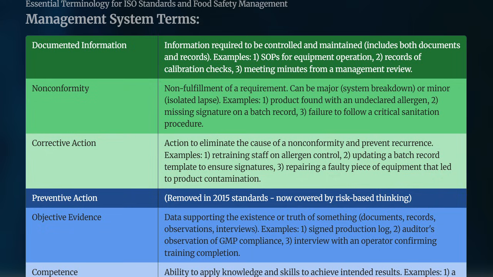Also, it's considered nonconformity. And then you have corrective action, which means action to eliminate the cause of nonconformity and prevent recurrence. Example for corrective actions, you have, for example, retraining staff on allergen control or updating a batch record template to ensure signatures or repairing a faulty piece of equipment that led to product contamination. All of these are called corrective actions.